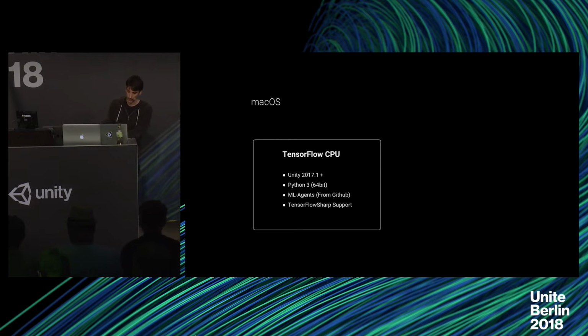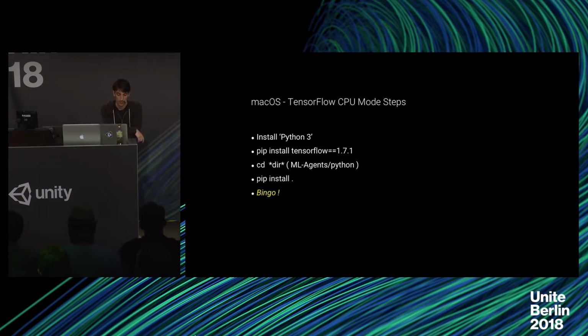Similarly, on macOS, you will need Unity 2017.2. You will need to have Python 3, and we have Python 3 on the USB stick if you want to use it. Same, you will need the exact same machine learning agents package and the TensorFlow Sharp support if you want to be able to run your neural networks inside of your Unity game. The procedure to get started and install the libraries is very similar. You need to have Python 3. You need to do pip install TensorFlow 1.7.1. Then, just the same as Windows, you must go into the ml-agents folder, into Python, and then call pip install dot, and this will get you the appropriate libraries so that you can start the training with us.